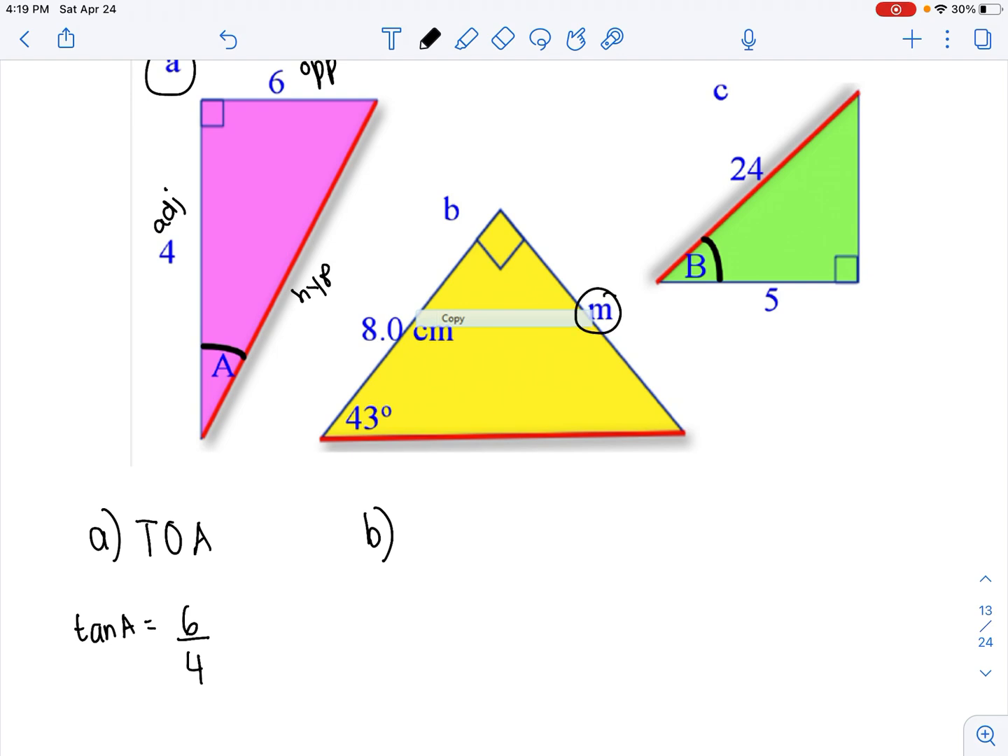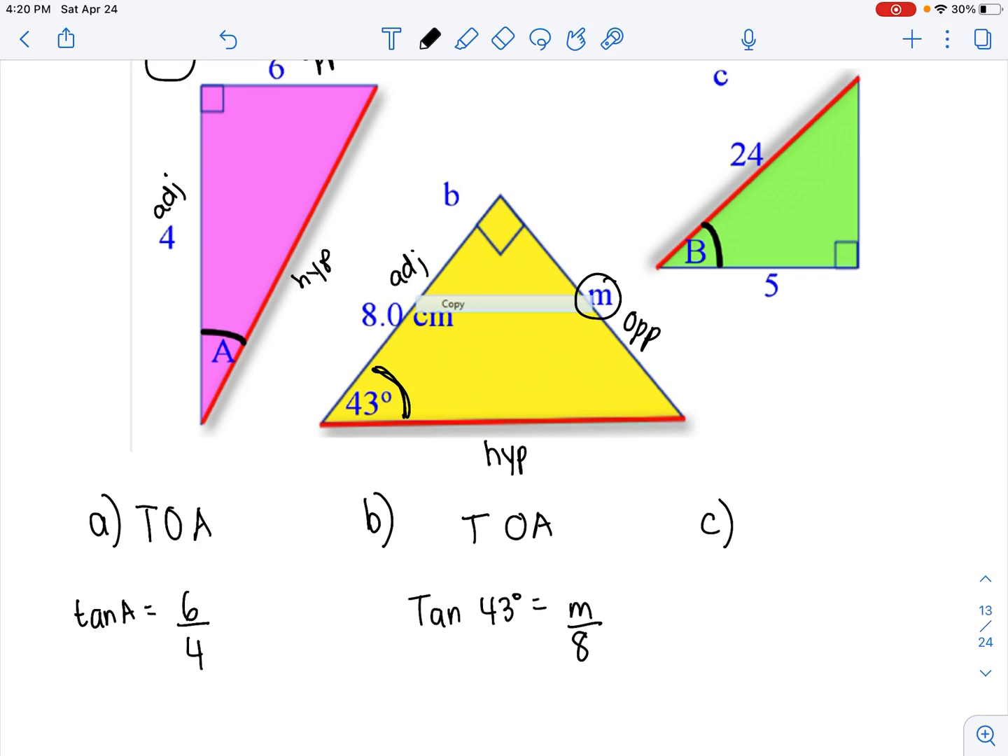B, let's see, we want to solve for M right there. So we're given this angle, so we have to look from the angle given. That means we're looking from 43, which means that this is your hypotenuse. It's always opposite to your 90-degree angle. This has to be your adjacent if we labeled it, and this is your opposite. So we need to have M in there. So we need to have an O, and we have to have our adjacent side, which is 8, which means that it's tan again. So tan of 43 degrees equals our opposite, M, over our adjacent, 8, and then we would solve for M.